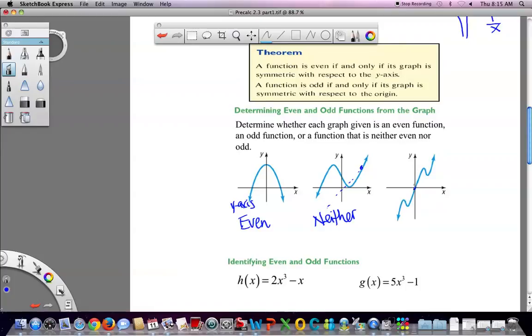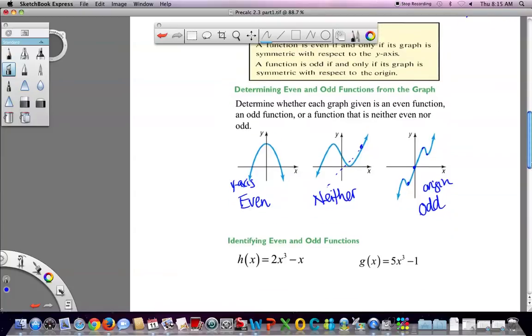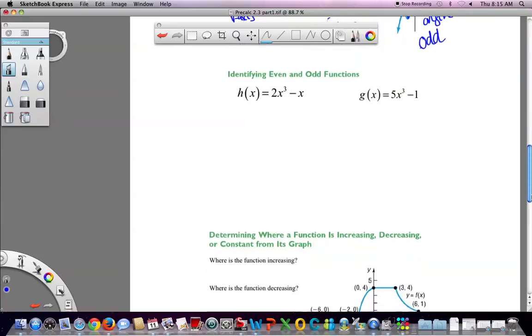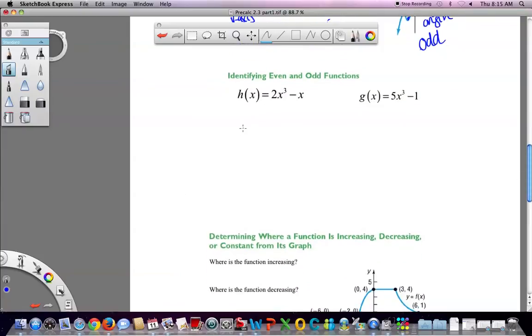And then here we get origin symmetry. You see these points are mirrored through the origin. So this is origin symmetry, so this would be the graph of an odd function. If you're asked to determine or identify even and odd functions, and you're given a function, then you have to basically do what we did in the previous section. So for even, we're going to plug in a negative x, y, and then for odd, we're going to plug in a negative x, negative y, based on the fact that these functions have symmetry.